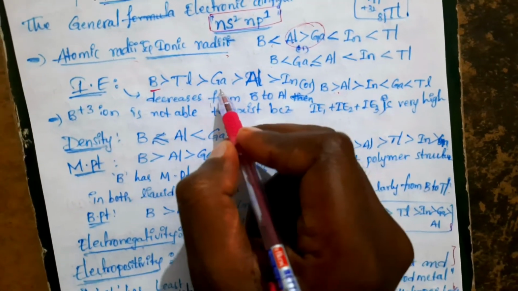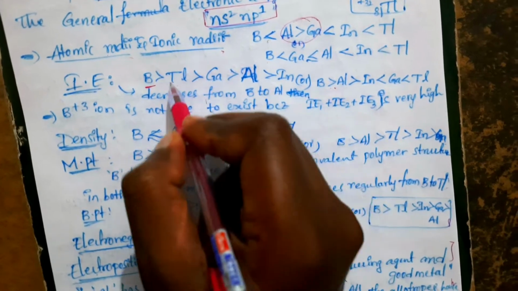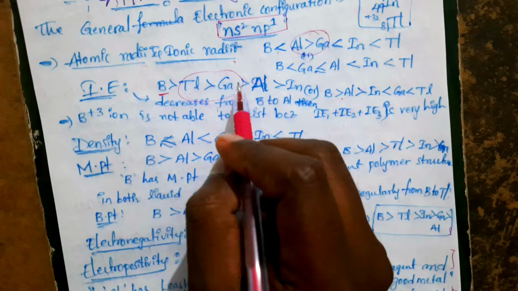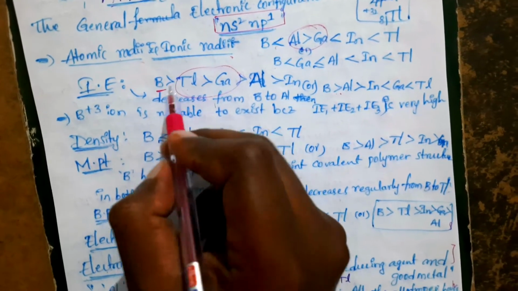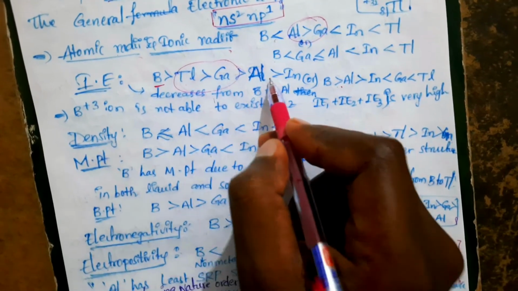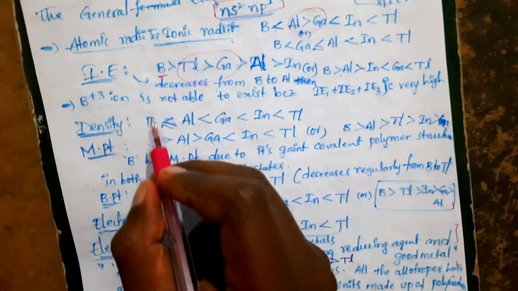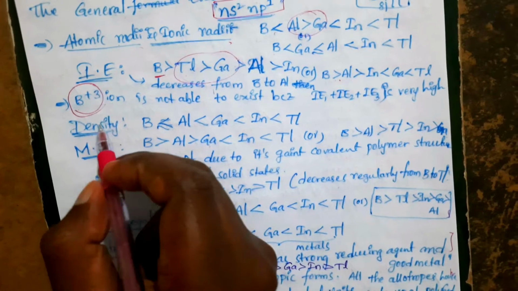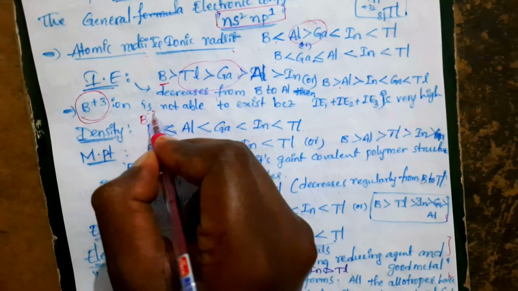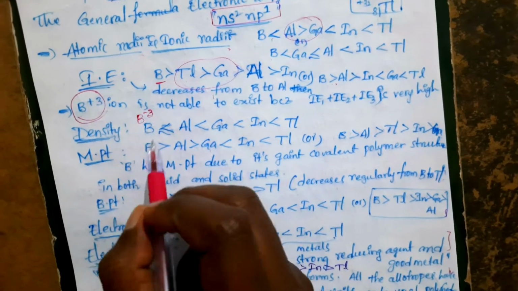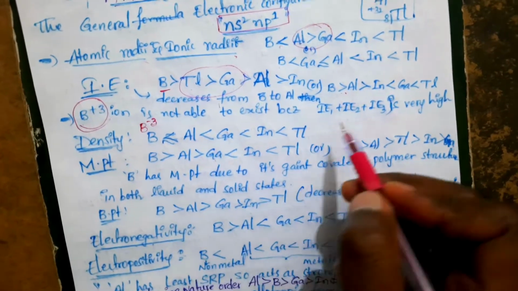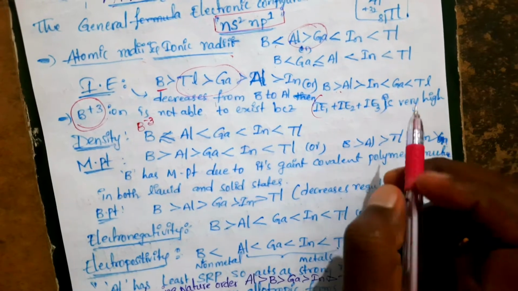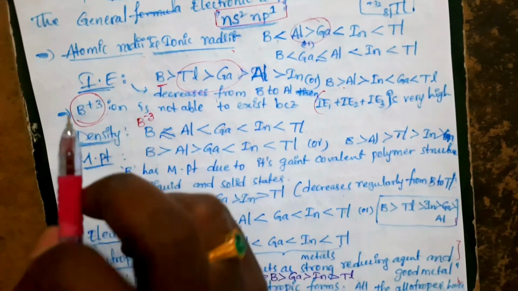Why do thallium and gallium have high ionization energy? Due to poor shielding of the d orbitals, removal of the electron is very difficult. Boron cannot show the B plus 3 positive oxidation state; boron can show only a minus oxidation state. The plus 3 oxidation state is not able to exist because the sum of the first 3 ionization energies is very high, so for that reason it is not possible.